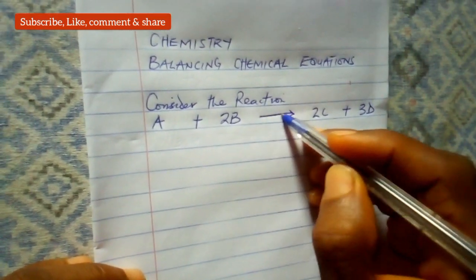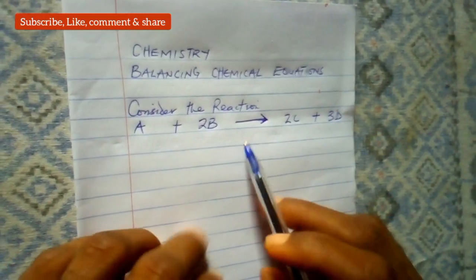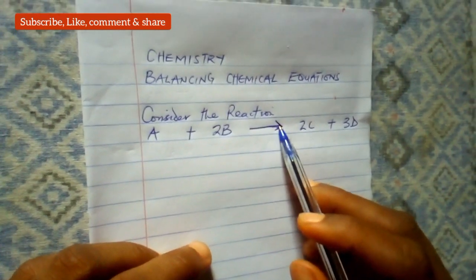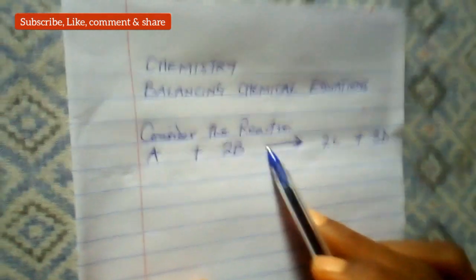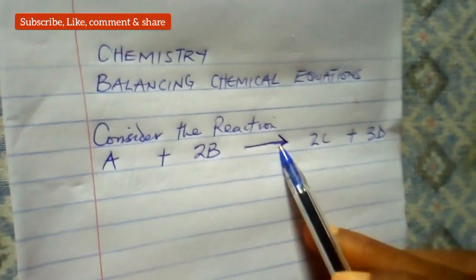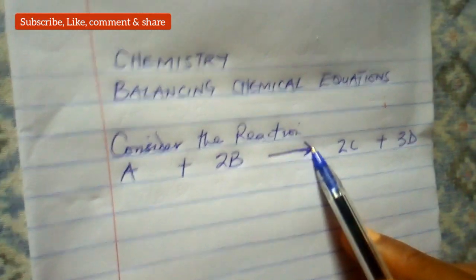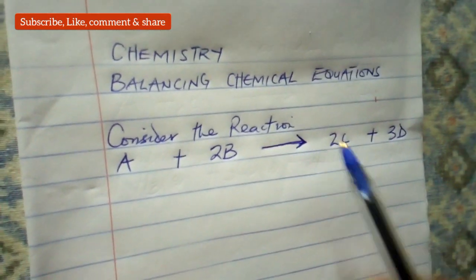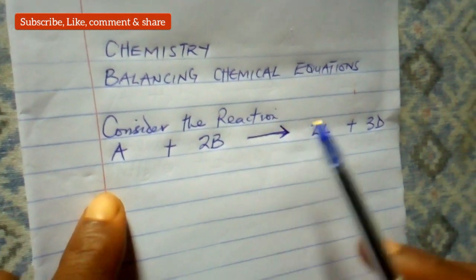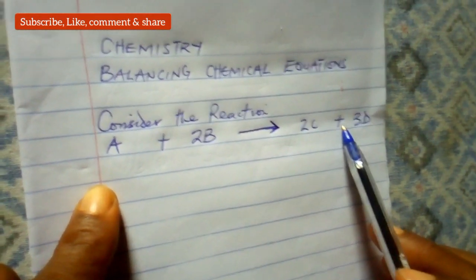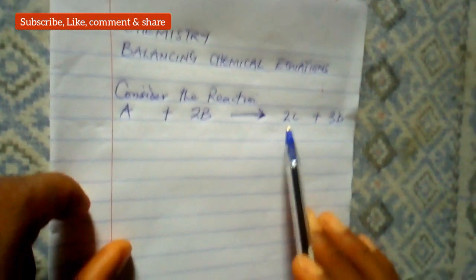Now, first of all, you can see a forward arrow. We call this an irreversible reaction, because the reaction can only move in the forward direction. On the left hand side, we have A plus 2B, which is the reactant, while on the right hand side, we have 2C plus 3D. We call this the product. The reactant side, the product side.